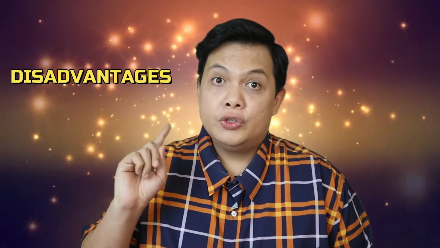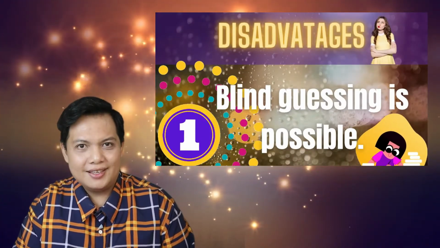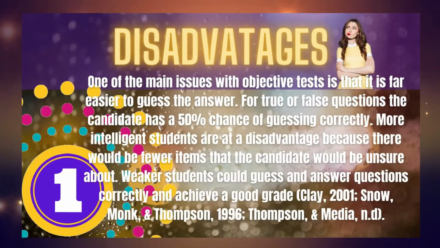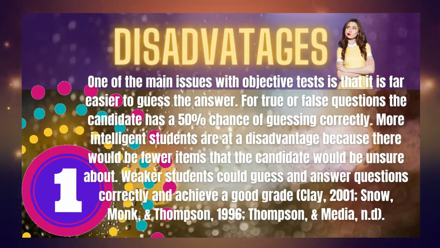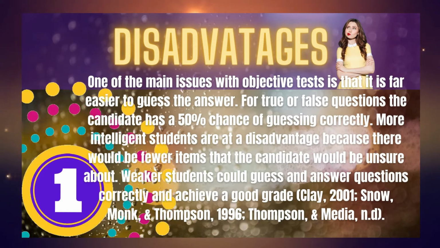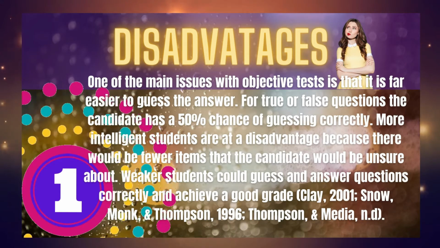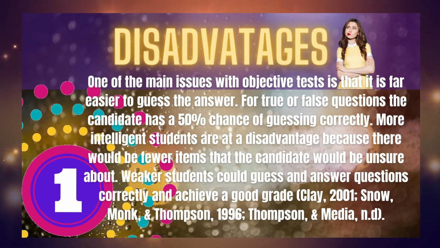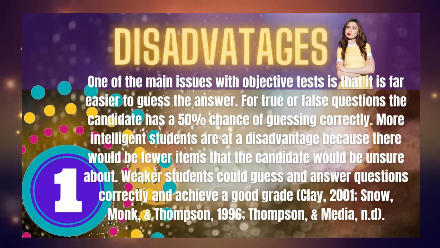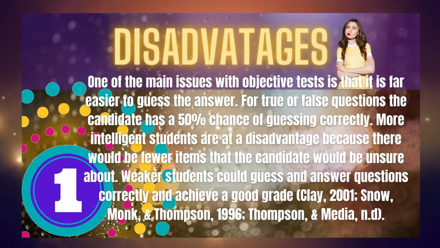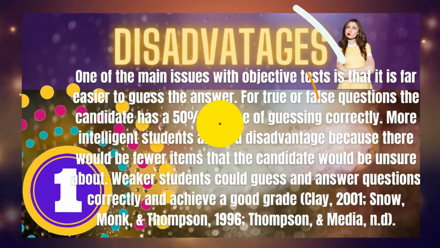Now let's move on to the disadvantages. First on our list is blind guessing is possible. One of the main issues with objective tests is that it is far easier to guess the answer. For true or false questions, the candidate has a 50% chance of guessing correctly. More intelligent students are at a disadvantage because there would be fewer items that the candidate would be unsure about. Weaker students could guess and answer questions correctly and achieve a good grade.